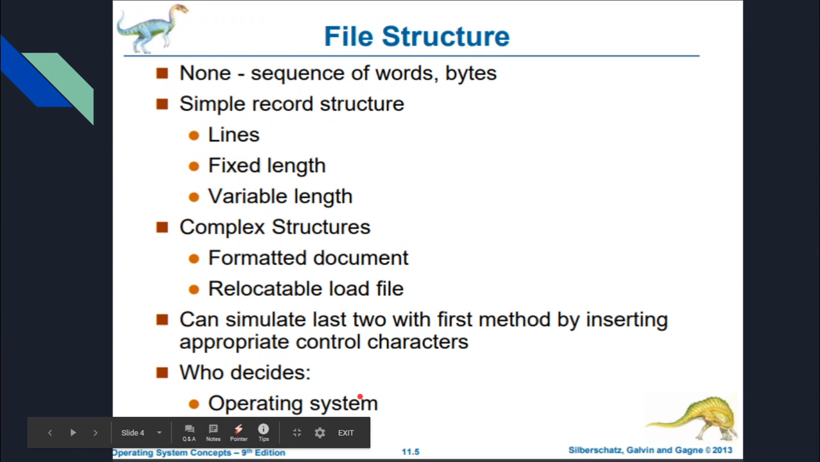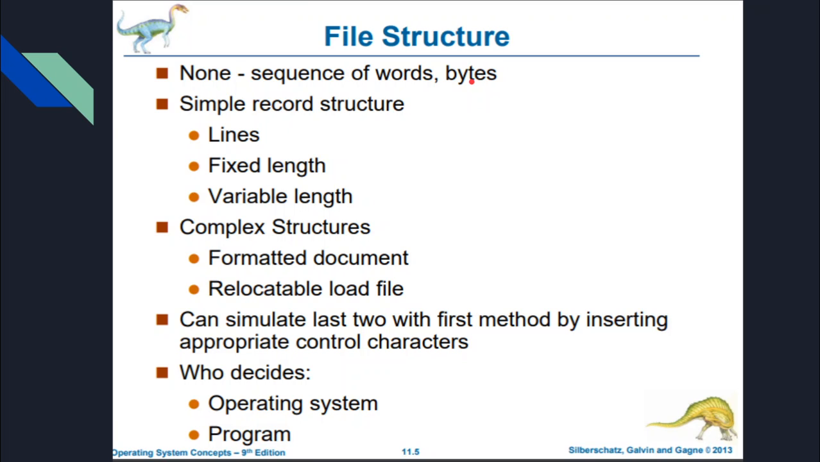Next is the file structure. It is actually a sequence of words or bytes. Whatever content we store in a file is stored in machine language, zeros and ones, so it is a group of bytes. Now the simple record structure: a file is a collection of records, and a record is a collection of fields. Line by line, it is one record after another, and there we can have fixed length and variable length. Sometimes the whole file may have fixed fields and sometimes variable fields, and the length of the data may also vary based upon the data we have stored inside the file.